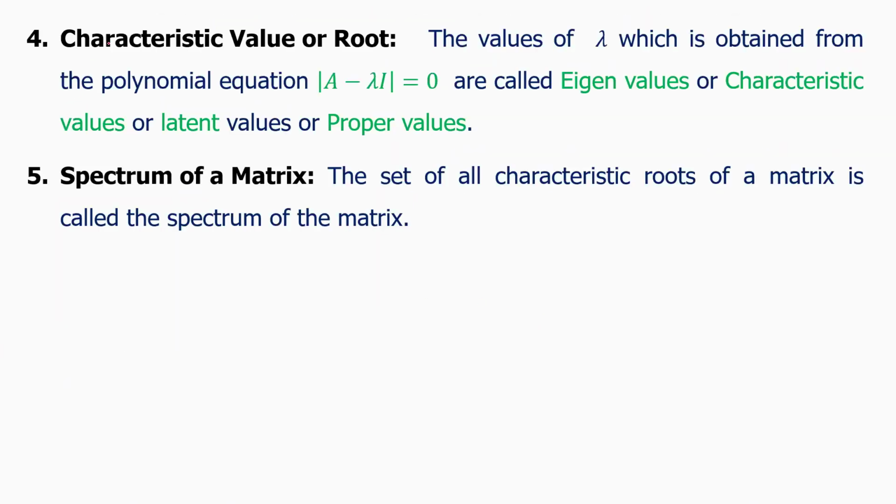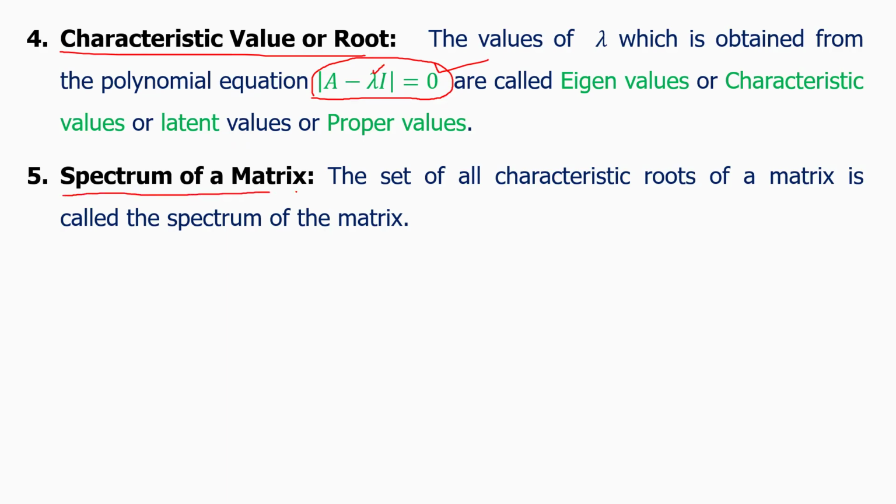The next thing is the characteristic value or root. The values of lambda obtained from the polynomial equation determinant of A minus lambda I equal to 0 are called eigenvalues or characteristic values or latent values, or sometimes also called proper values. So this determinant of A minus lambda I equal to 0 is a polynomial equation in lambda. If we simplify it, we get the values of lambda, and those values of lambda are called eigenvalues.